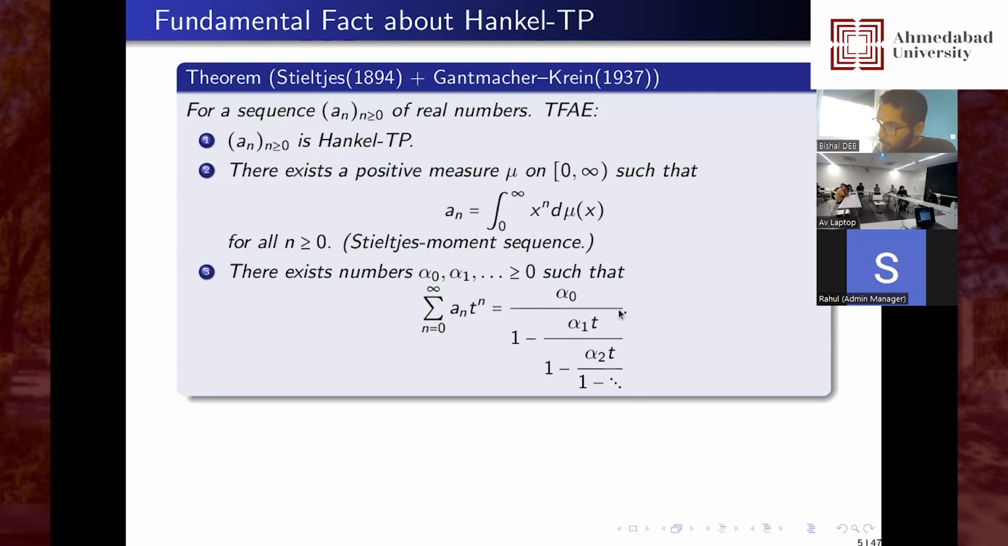You obtain this continued fraction: alpha 0 divided by 1 minus alpha 1 t divided by 1 minus alpha 2 t, and so on. This is a very fascinating statement. The first is a statement about matrices and determinants. The second is a statement in analysis. And the third is a statement about formal power series. You have very different looking statements coming together, and this result says that all three of these are equivalent. In fact, I'll tell you in a while why the third statement is in fact combinatorial. So any questions at this point?